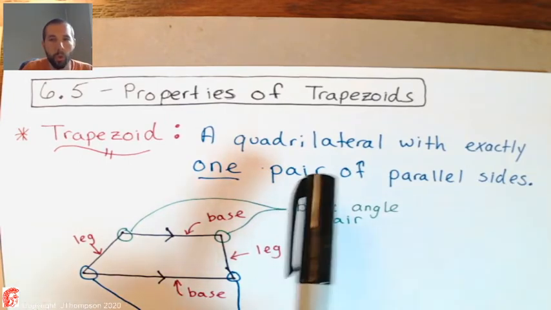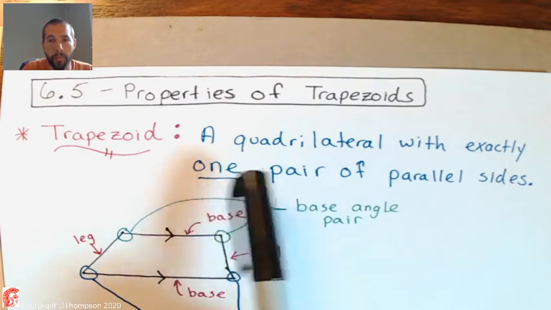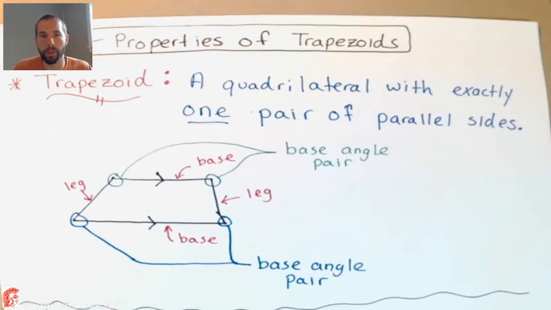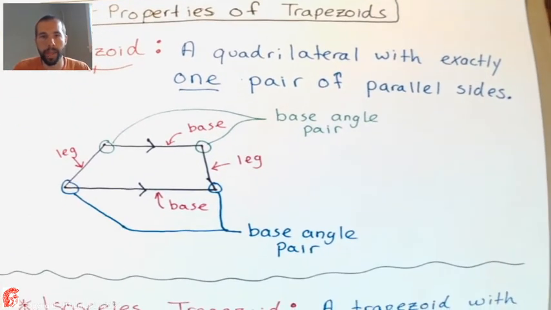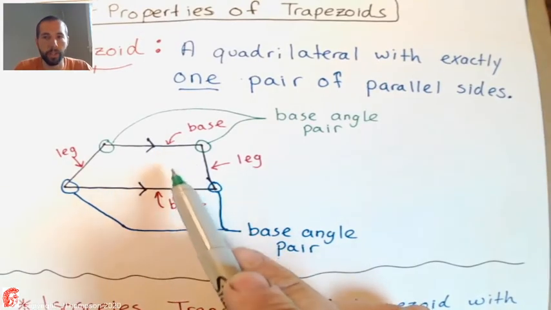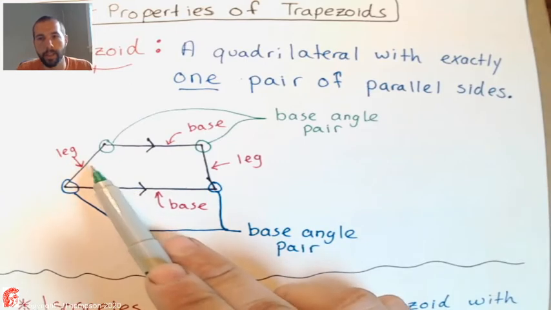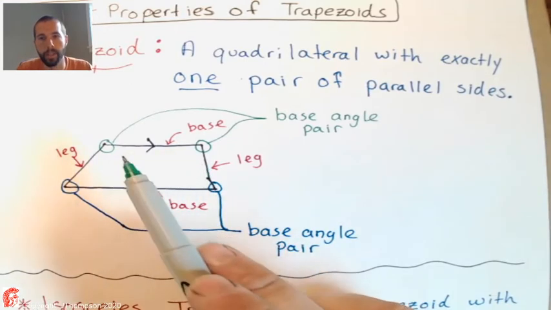A trapezoid is a quadrilateral with exactly one pair of parallel sides, whereas when we talked about the parallelogram, it had two pairs of parallel sides. So the properties for a trapezoid are a little bit different. The parts of a trapezoid: they have two bases. The bases are the two sides that are parallel to each other. That's what we call them. And then the other sides are called the legs. Those are the two non-parallel sides.